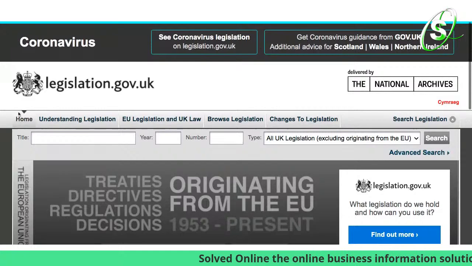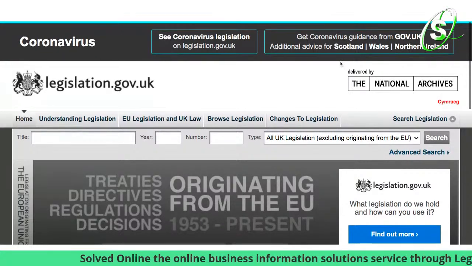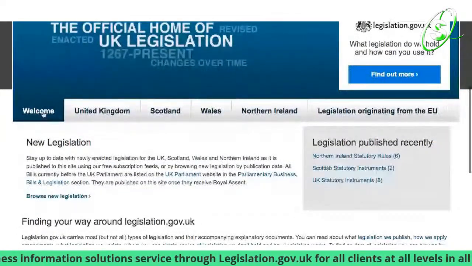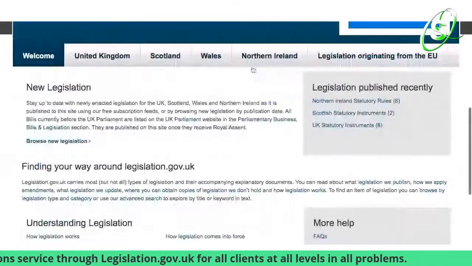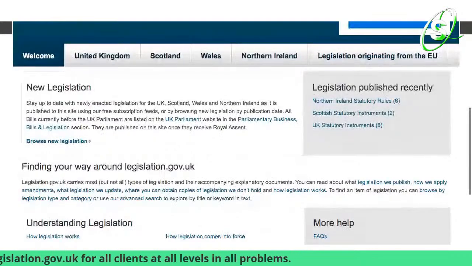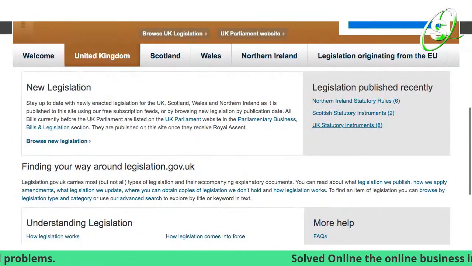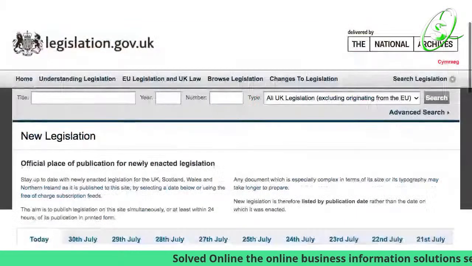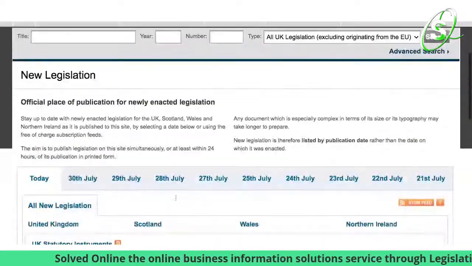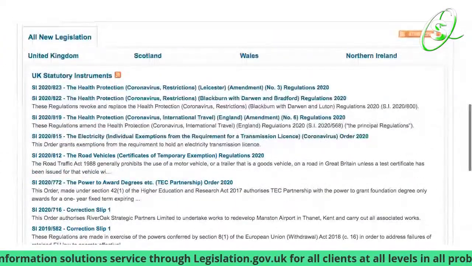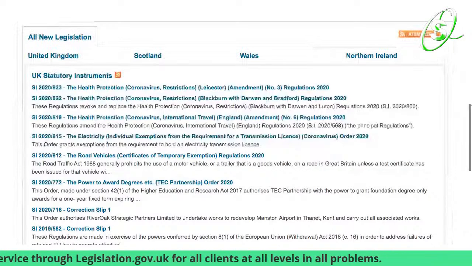Like I said, we're on legislation.gov.uk. We go to the home page like normal, and down here it says legislation published recently, and there are 8 UK statutory instruments. We're going to click on the 8 and see what's available for today. I missed some yesterday, so again, let's see what's available for today.